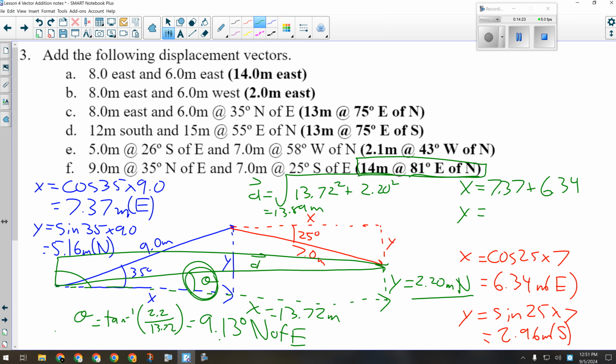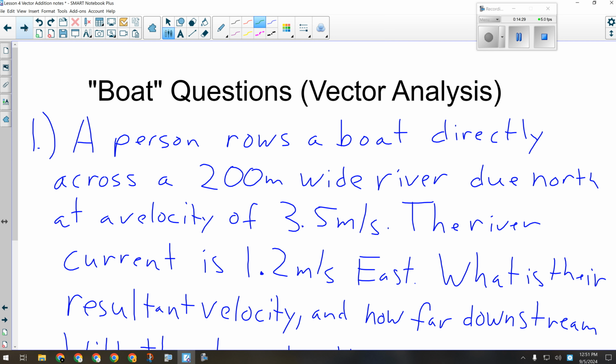All right, before we go into other vector ones like this, I want to introduce something a little bit new. These are what we call boat questions, because they usually involve a boat, or a plane, which is a skyboat. So, in a boat question, what you have is perpendicular vectors.